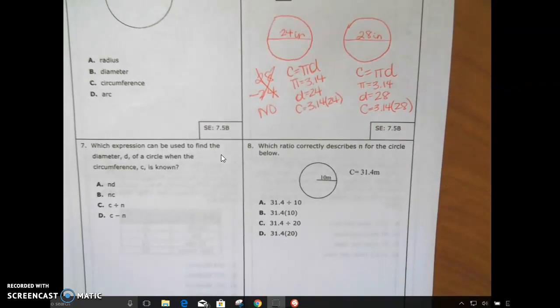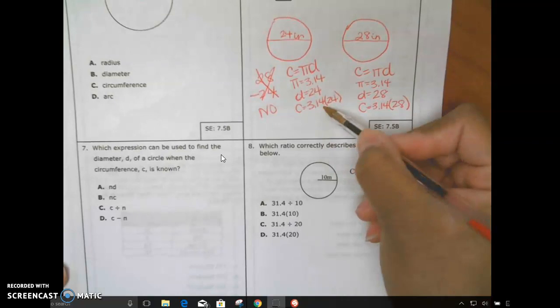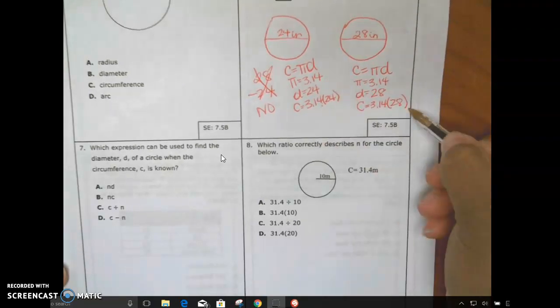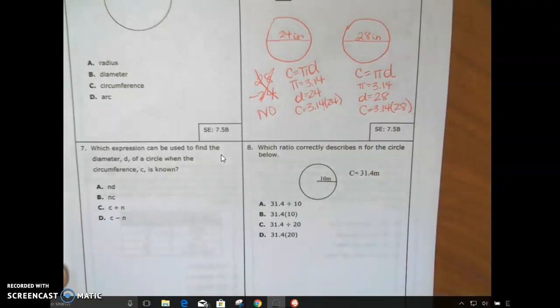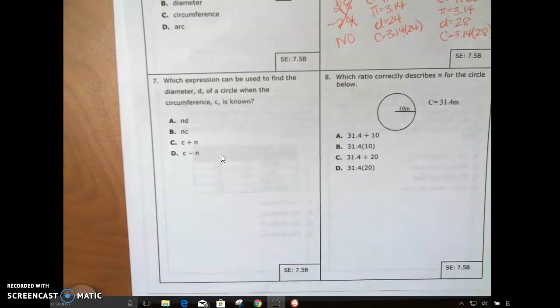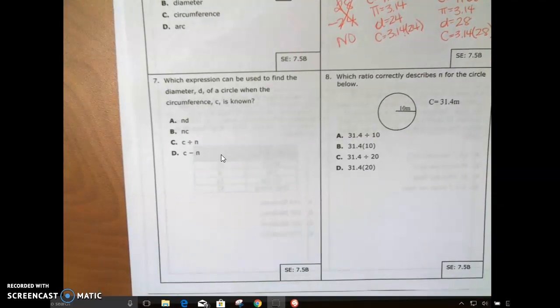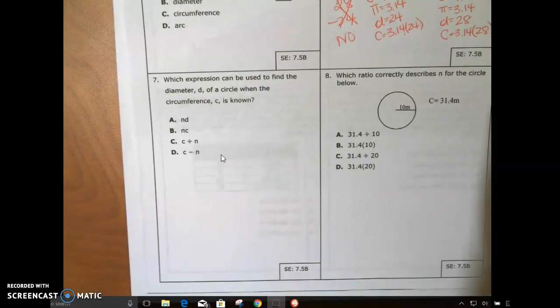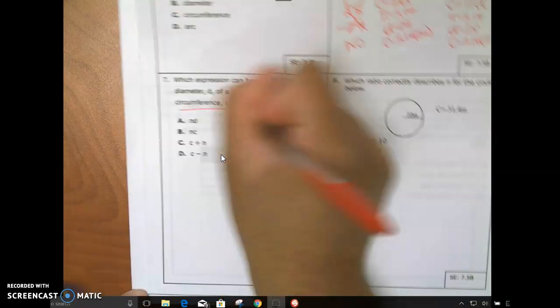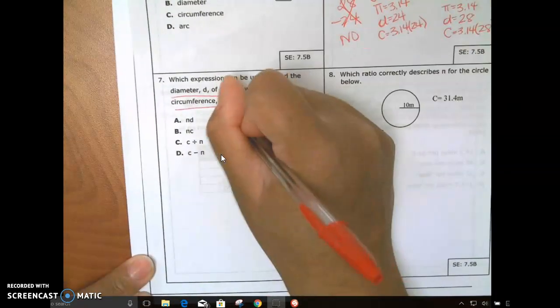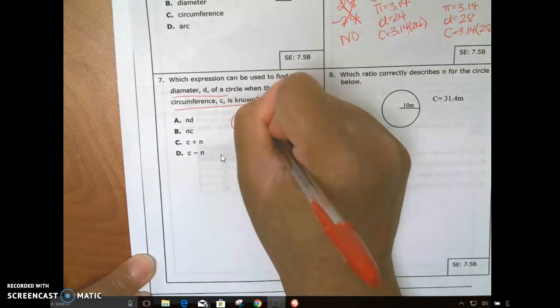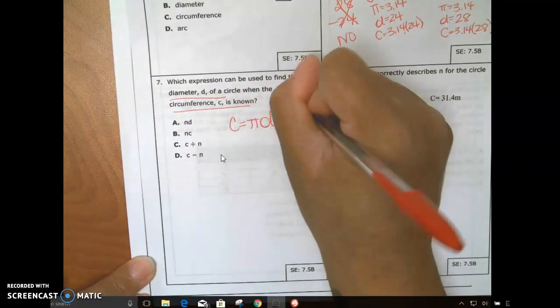That's what we're looking at. All right. This should be in your notes with your multiples of pi. This one will not because we went up to 25. Okay? Number 7. Which expression can be used to find the diameter D of a circle when the circumference is known? So, this is in your notes. Find diameter. Circumference equals pi times diameter. You need to solve for D.